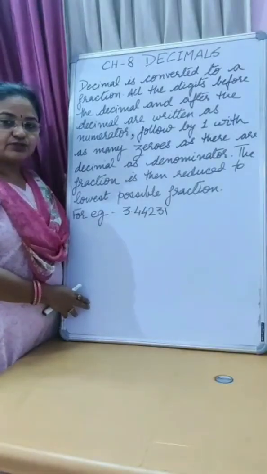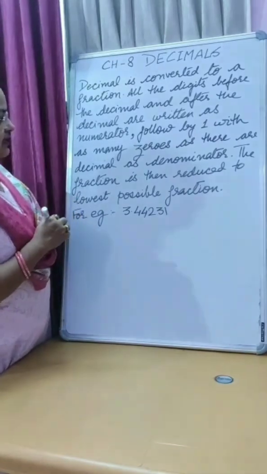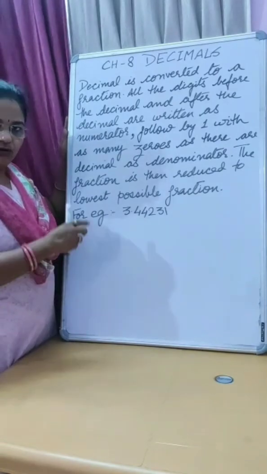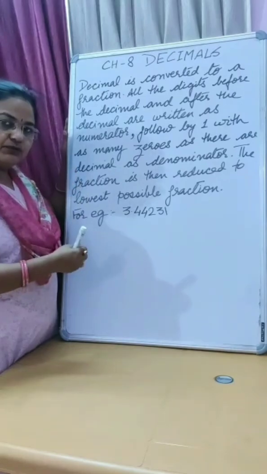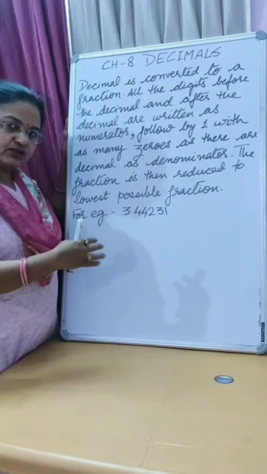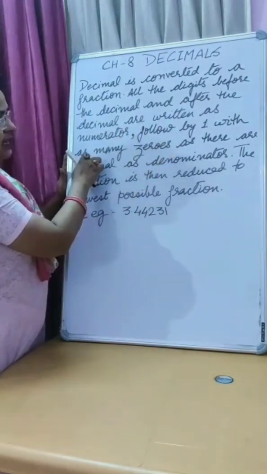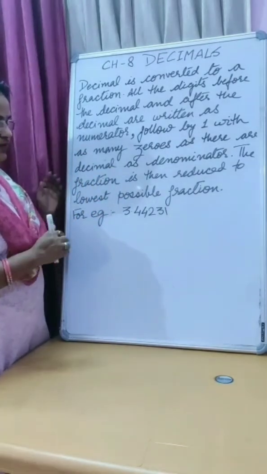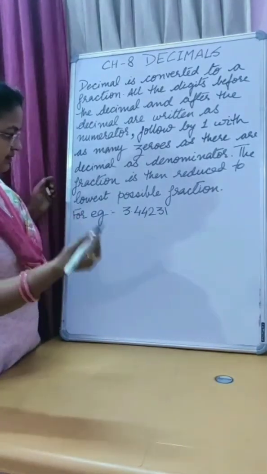We saw the conversion of fraction into decimal. Now let us see the conversion of decimal into fraction. What do we do? All digits of the decimal number are written as the numerator. Then we count the number of decimal places and put that many zeros after a 1 as the denominator: 1 followed by as many zeros as there are decimal places. Then the fraction is reduced to the lowest possible fraction, and that is the answer.